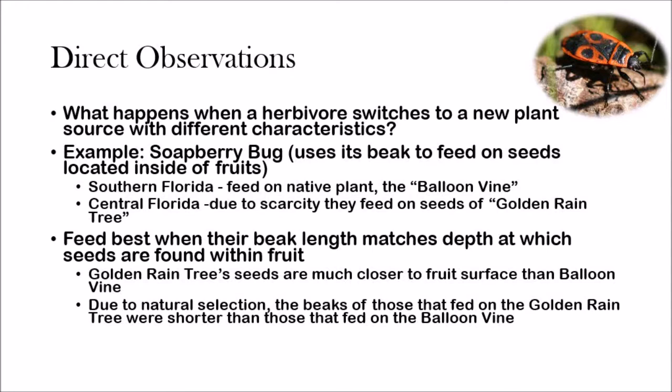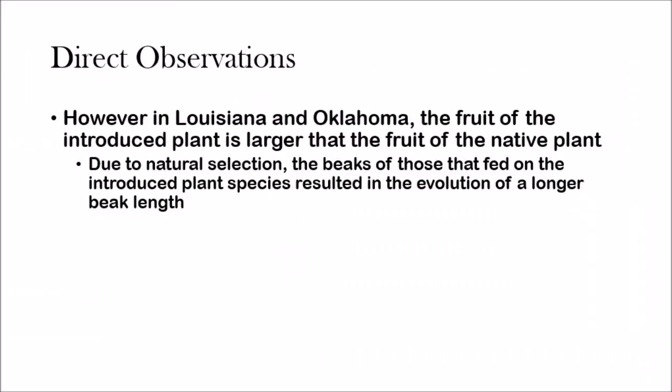Because of that, natural selection is going to select for shorter beaks. Eventually, with time, if you look at the soapberry bugs in central Florida, their beaks are significantly shorter than the ones found in southern Florida. However, in Louisiana and Oklahoma, the fruit of the introduced plant is larger than the fruit of the native plant. So the opposite thing happened. Due to natural selection, feeding on the introduced plant species resulted in the evolution of soapberry bugs with longer beak lengths. Okay, so that's an example of a direct observation.